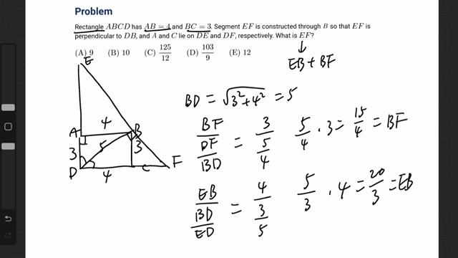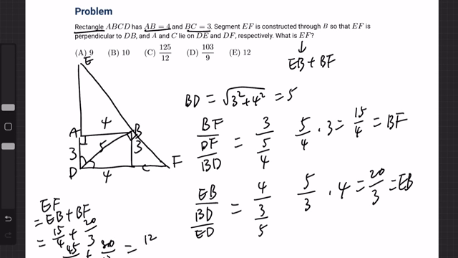Now let's just add them together. So EF equals EB plus BF equals 15 over 4 plus 20 over 3 equals 45 over 12 plus 80 over 12, which equals 125 over 12, which is choice C.